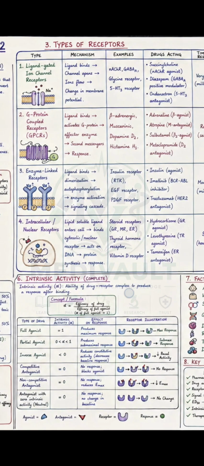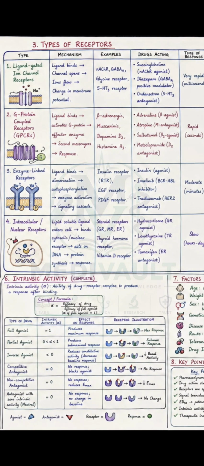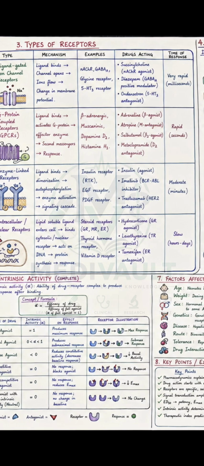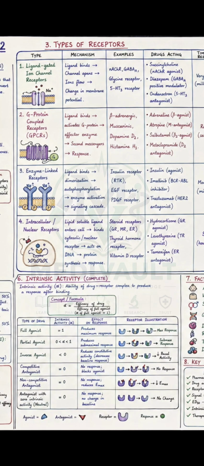The third type is enzyme-linked receptors. When the drug binds, they activate enzymes like protein kinases, and these enzymes generate the response and a signal cascade is formed. Examples are insulin receptors, EGF receptors, and PDGF receptors. Insulin is an agonist that increases the response, and trastuzumab and similar drugs act on HER2, and they have a moderate response.